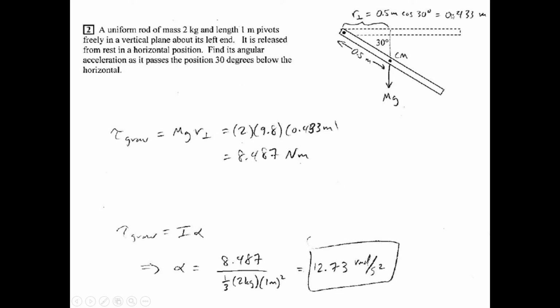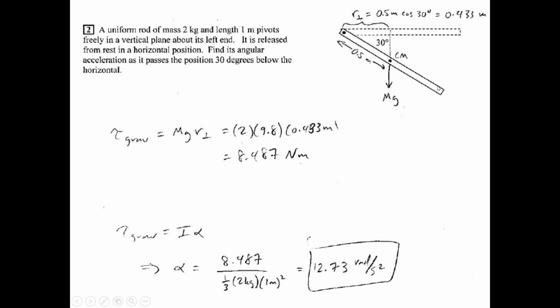It came into this 0.433 meters. That involved the cosine of 30 degrees. Notice at smaller angles that cosine would have been a larger number. So the gravitational torque is largest when it's up here. In other words, it's angularly accelerating a lot when it's horizontal.